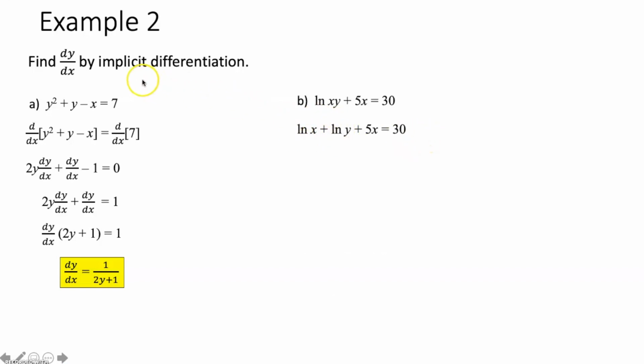Now I can go through my steps of implicit differentiation. The first step would be to take the derivative of both sides with respect to x. So here, when I take the derivative of this side, I've got to take the derivative of each term separately.